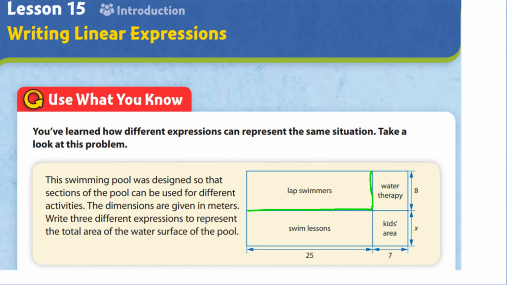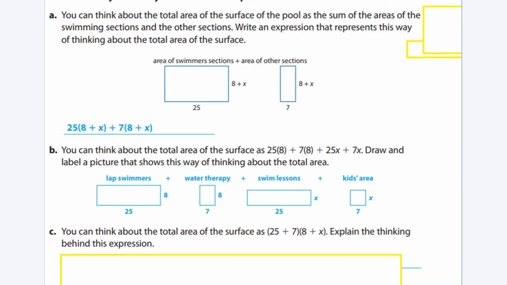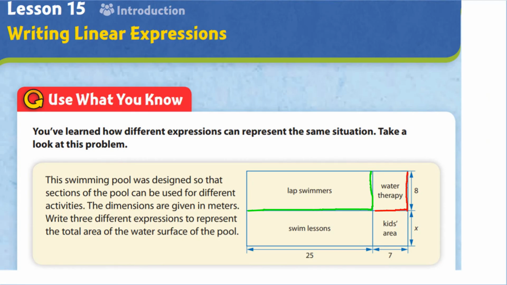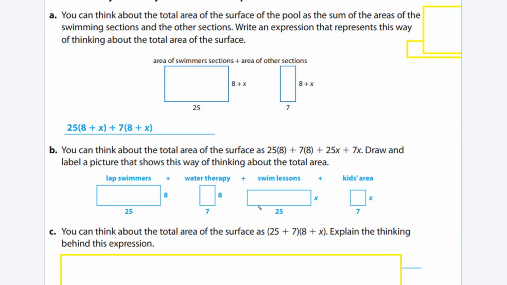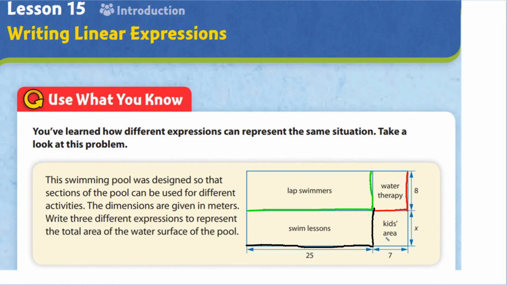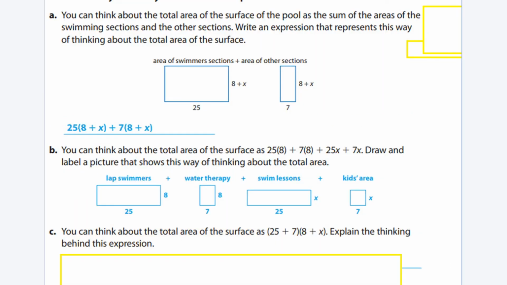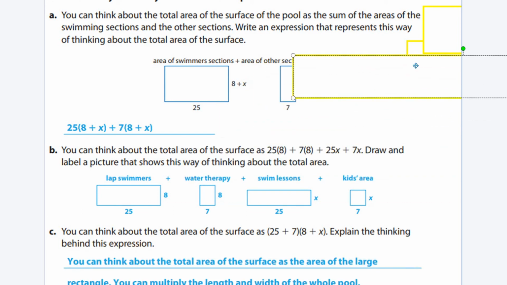Let's do a different color for the water therapy. 7, right? 7 by 8. Okay. And then they got the swim lessons, 25 by x. Here's a different color again. Swim lessons, 25 by x. Okay, and lastly, obviously, they'll have the kids area, which is 7 by x. Let me use blue. 7 by x. Okay, that makes sense. And then question C, hopefully you got this.